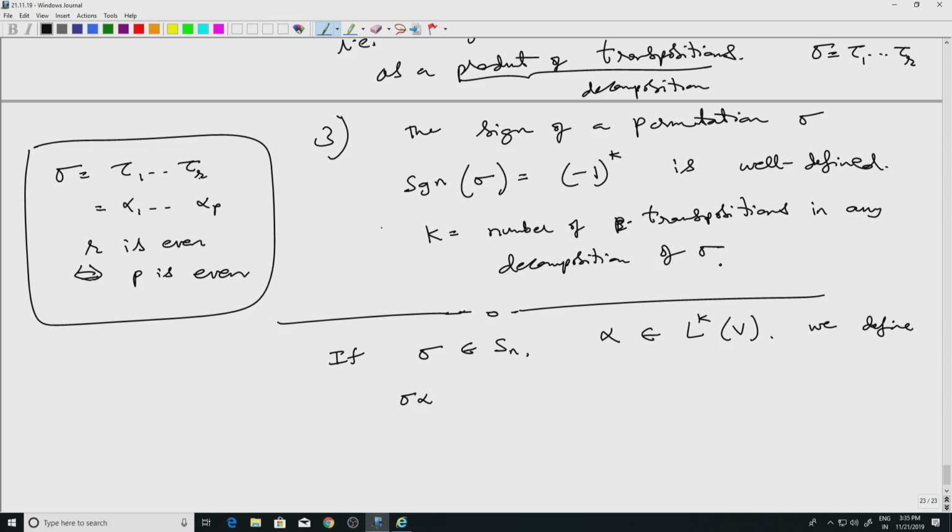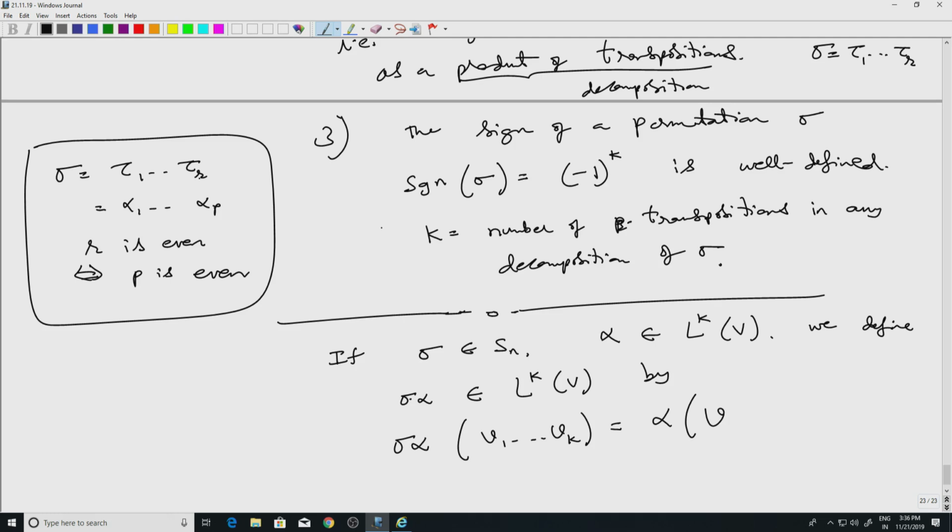Strictly speaking, there's no multiplication here. After all, this is a permutation and this is a multilinear map. They are in two different sets. But the definition of this is, we define this thing here. It's going to be again an element of L^k(V), by sigma alpha acting on v1, ..., vk as just alpha acting on, all I do is I use this permutation to move these vectors around.